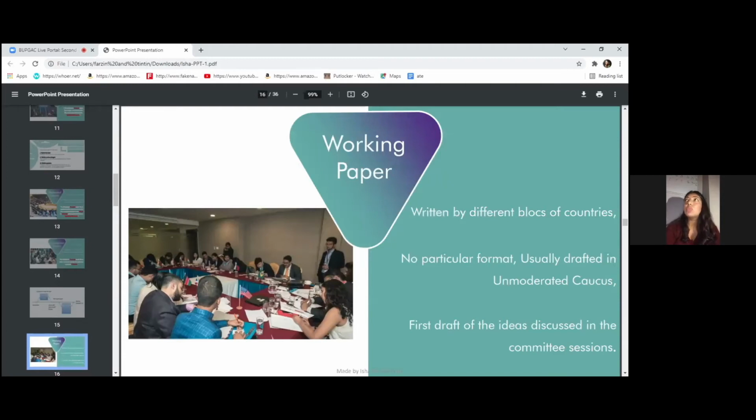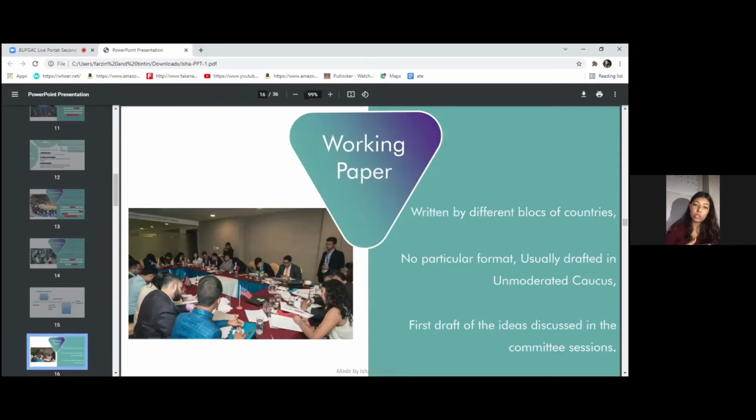Many DIAS members will not ask you to make a working paper as such. It depends upon your time, your schedule, and even how long the MUN is. But a working paper is basically just pointers. There's no format or anything. You're just writing the pointers of whatever has been discussed in the committee session. So it's usually drafted in unmoderated caucus.